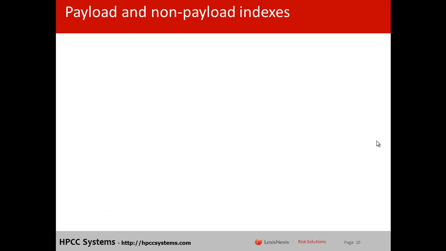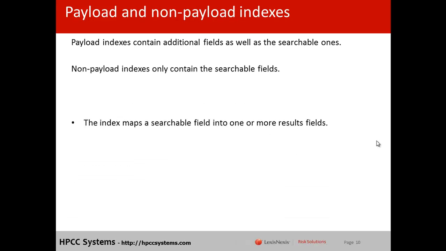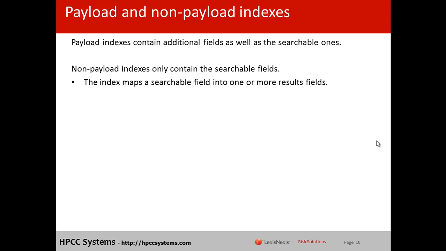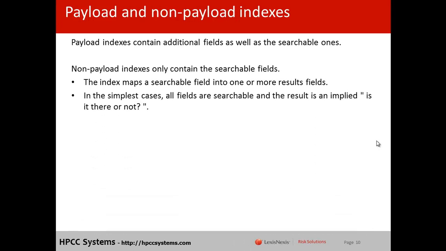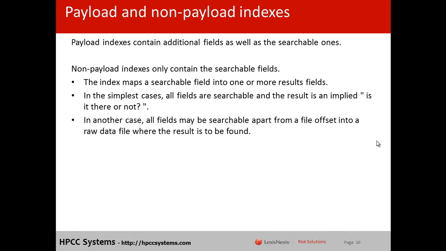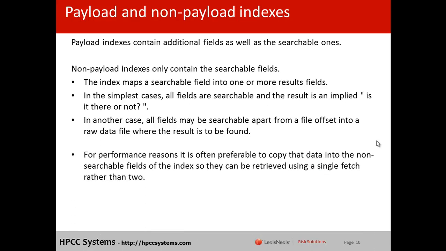Now in THOR also we have two types of indexes that can be built. They're called payload or non-payload indexes. Payload indexes contain additional fields as well as the searchable ones, whereas non-payload indexes or standard indexes only include searchable fields. The index maps a searchable field into one or more results, and in simplest cases, all the fields are searchable and the result isn't implied, is it there or not. In another case, all fields may be searchable apart from a file offset into a raw data file where the result is to be found.